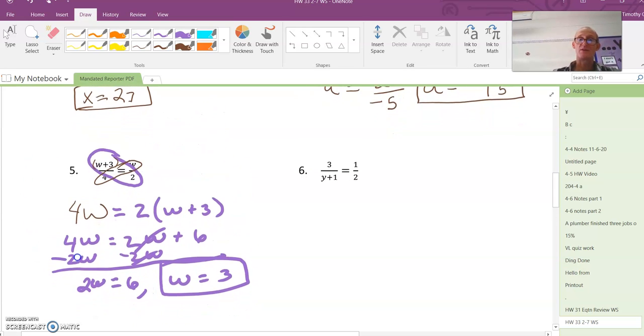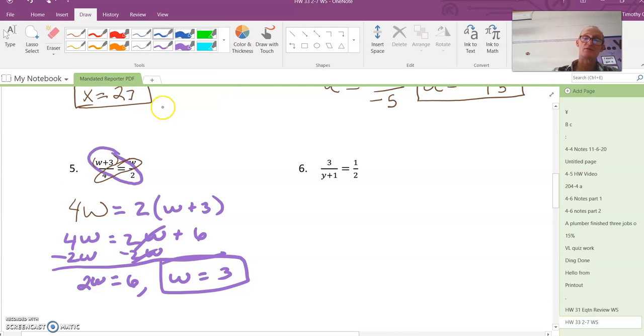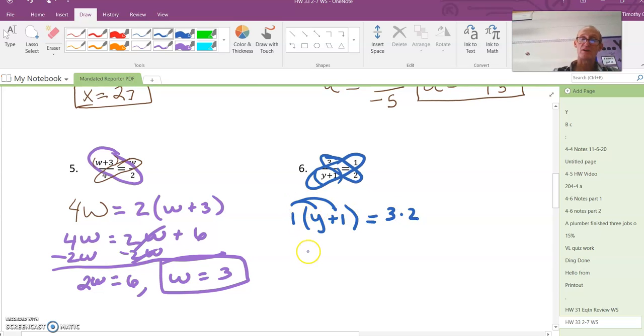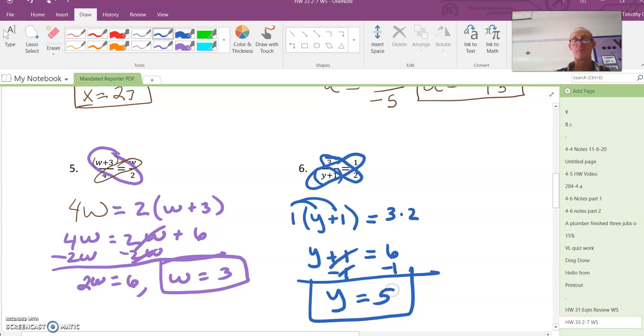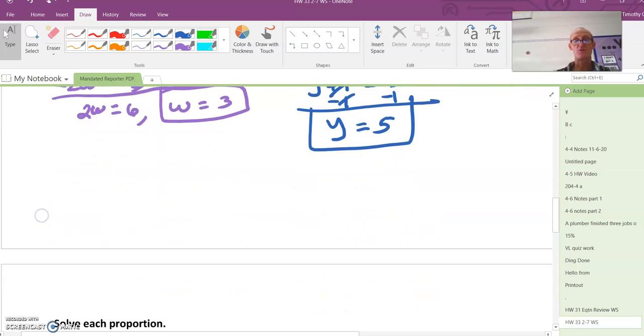All right, so the next problem also has the y plus 1 that needs to be grouped, and so we apply the cross product, which is 1 times y plus 1 is equal to 3 times 2. We distribute, and we get y plus 1 equals 6. This is a one-step equation, and y is equal to 5. All right, so those are the first 6 problems.